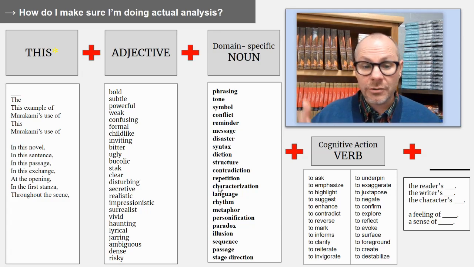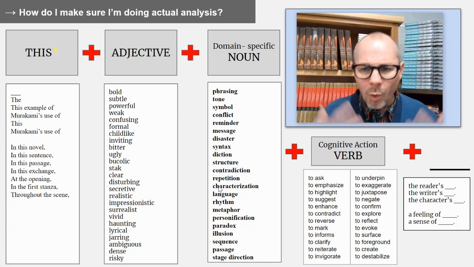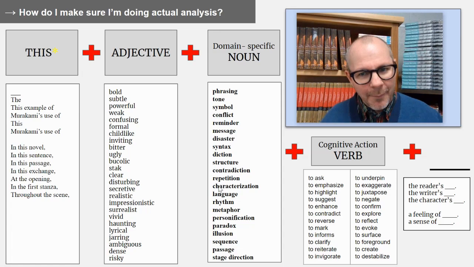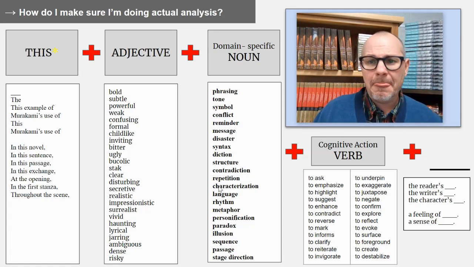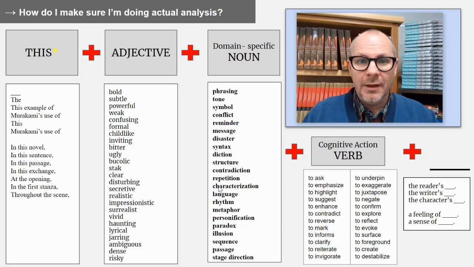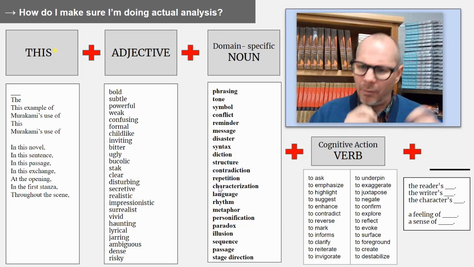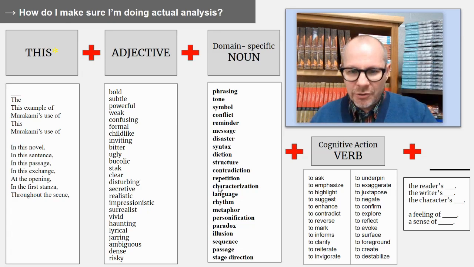Phrasing, tone, symbol, structure, paradox, illusion, sequence, passage, sentence, word, punctuation, comma, period, anything like that is drawn from our language. And if you think it's meaningful, I think periods are very meaningful. So you write a sentence where you talk about what that period does to the reader.